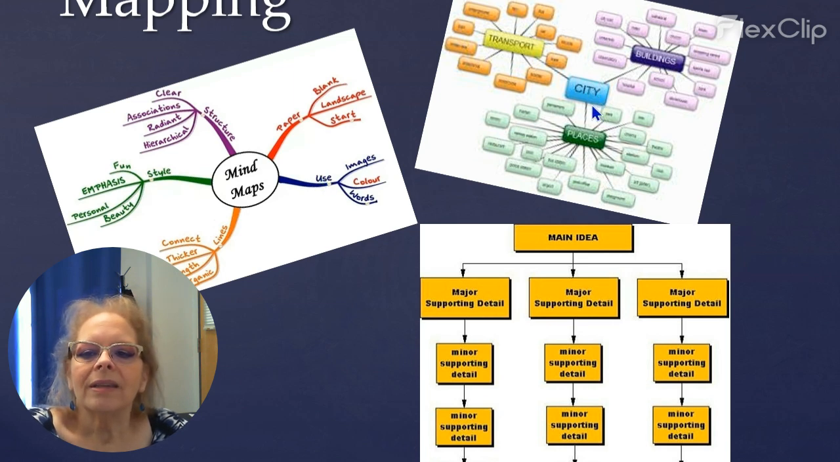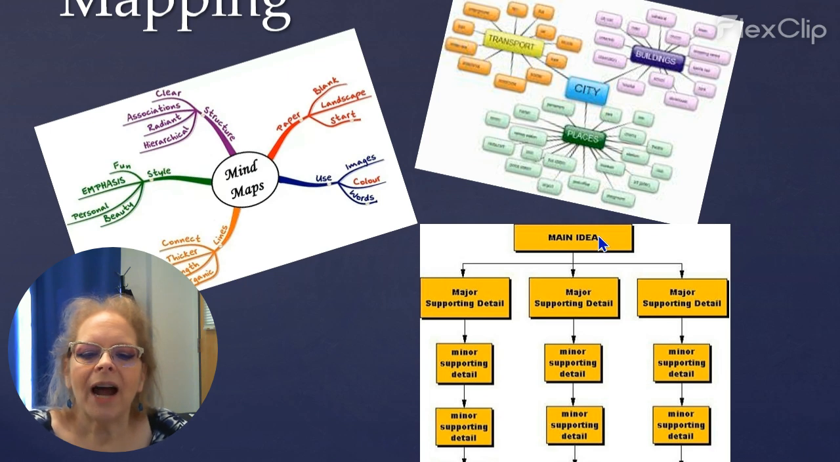Similarly, this has been called webbing as well. You have your main point going out to your major supporting details, and then all the minors that support that. I know you can't read that. But like in a city, you could have buildings. What are the buildings? Well, you could have a church. You could have the skyscrapers. You could have banks, things like that.